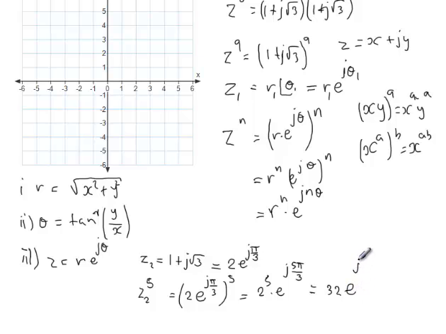Draw the number Z1 on the Argand diagram. Now draw this one to the power 5. Draw it to the power 6, to the power 7, to the power 8. You will see what happens. The vector will go lengthening, rotating, lengthening, rotating, lengthening, rotating. That sounds very nice.